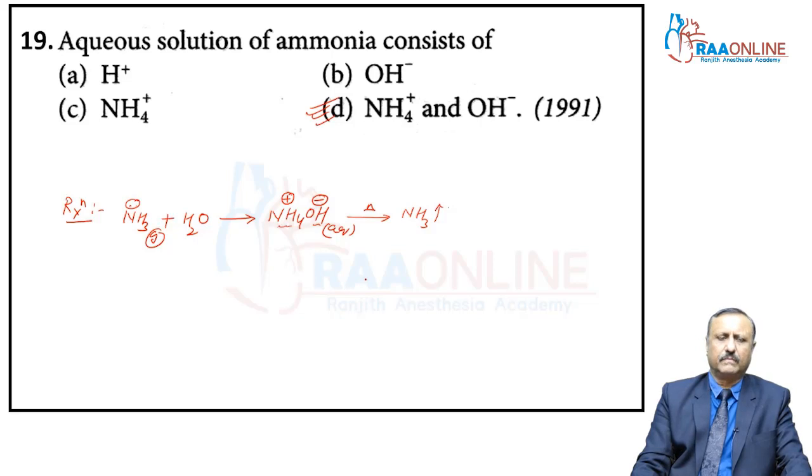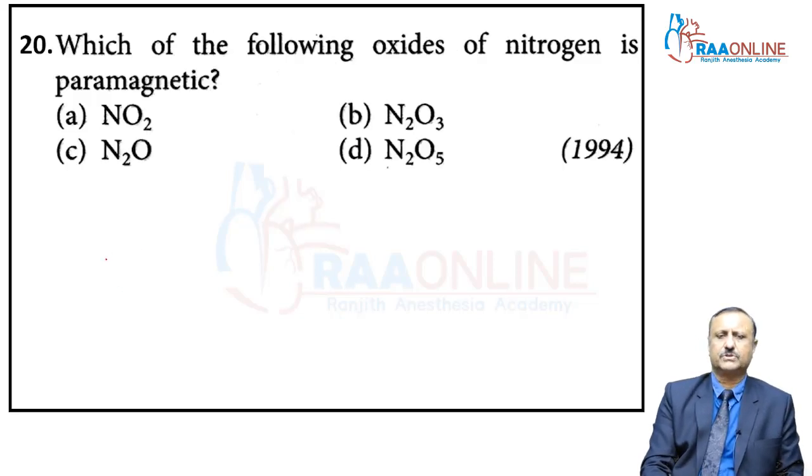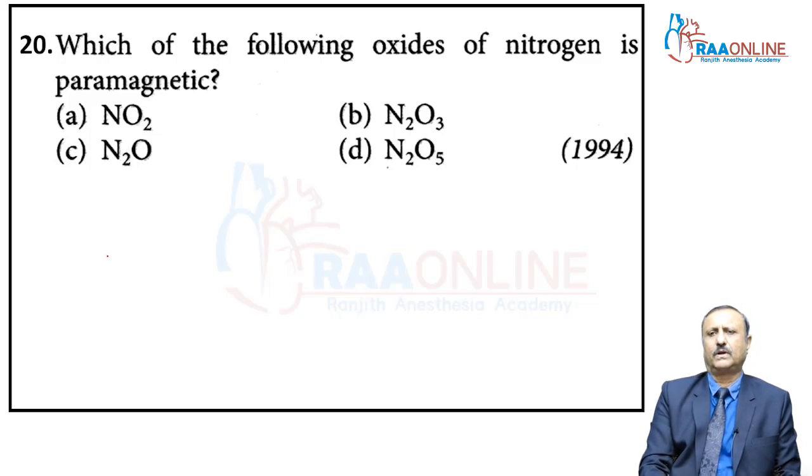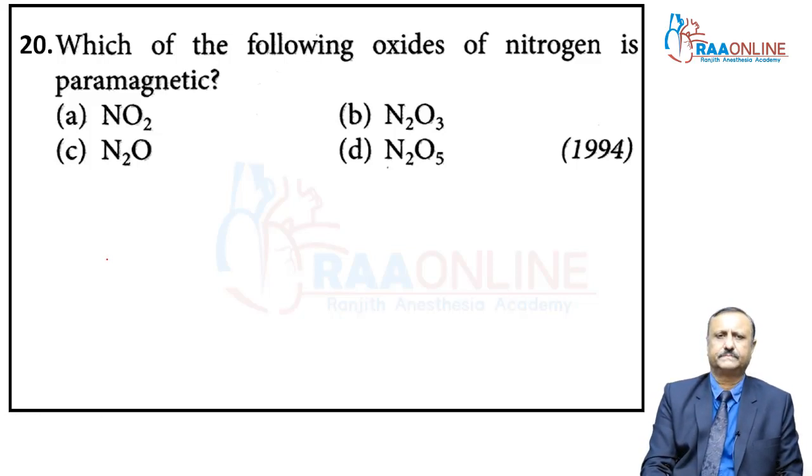Now we can go to question number 20. Here, my dear students, question number 20: which of the following oxides of nitrogen is paramagnetic? Here we can apply the MOT theory, because it's a heteroatomic molecule. Nitrogen has atomic number 7, that is 2 and 5, and oxygen atomic number is 8, that is 2 and 6. Here 2 oxygen atoms are present, so 6 multiplied by 2 equals 12, 12 plus 5 equals 17.